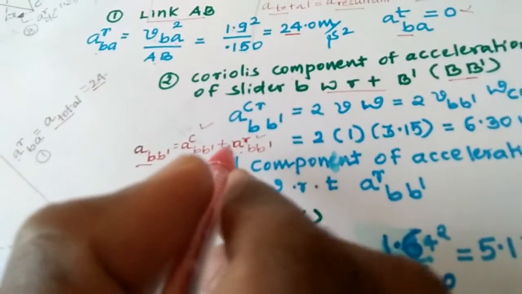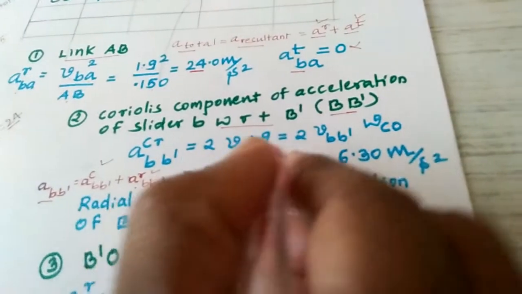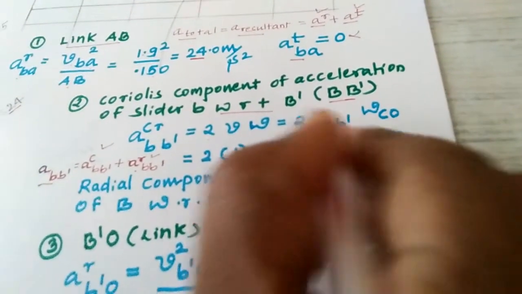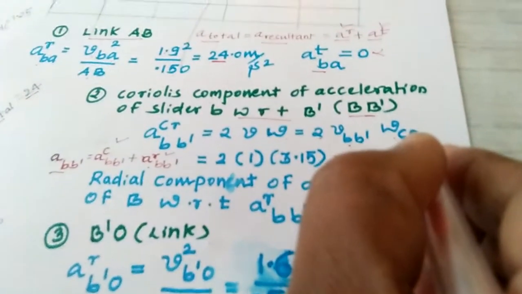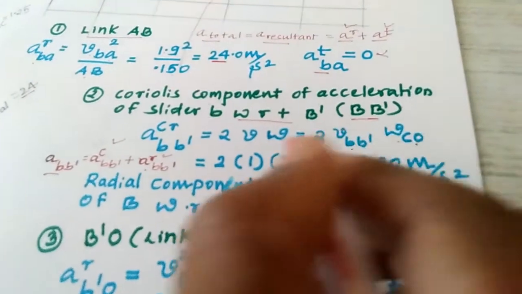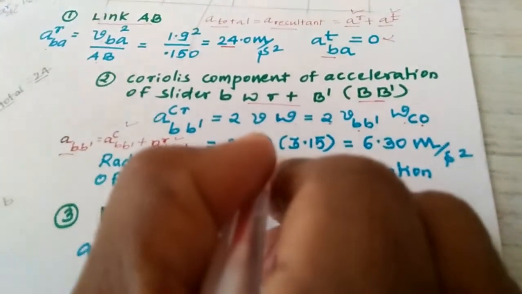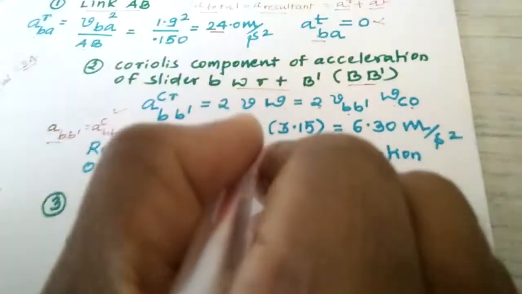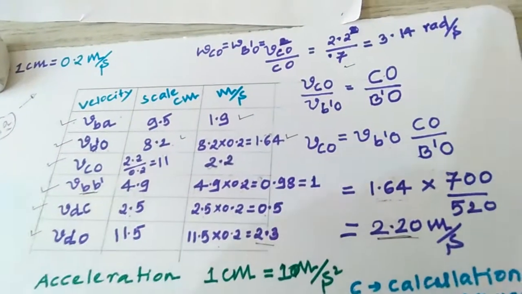For the Coriolis component, you have to find it using this formula: 2 into V into omega. V is what? B dash. What is omega? Omega is of CO, that is the angular velocity of CO. Then what is V? V you got as 1. Look at this, B dash, I have taken this one. Look at the velocity diagram; it is there. You have to take this value only. Okay, you put it.